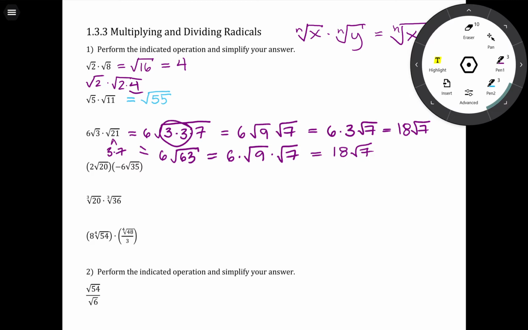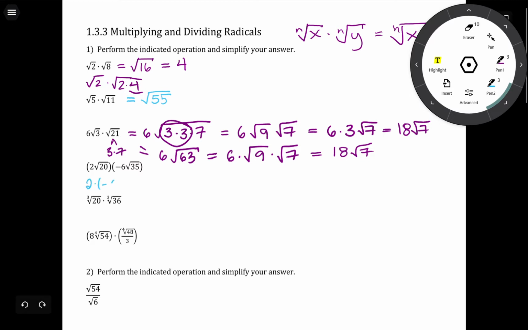Okay, next one looks scarier than it is. People want to distribute and FOIL and do all sorts of crazy things, but there's no addition or subtraction in this. There is a negative number, -6, but it's not subtracted from anything. So we're just multiplying, and the beauty of multiplying is as long as you don't have any other operations in the mix, you can just rearrange order at will. We do have some square roots in the mix, right? So those matter. But we can still rearrange the 2, the root 20, the -6, and the root 35 as much as we want. So I'm going to rearrange like this.